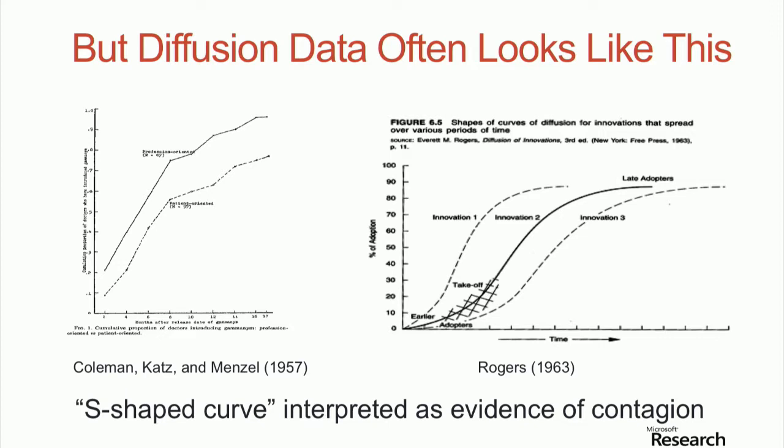So if you have some underlying contagion process and you're just counting the number of people who are infected or who have adopted something over a period of time, it starts off slowly, and then as you encounter this exponential growth phase, you see these curves kick up. And then eventually, you run out of susceptible people, and the curve asymptotes. And that's what drives this S-shape in the curve. And the claim is that whenever you see S-shaped curves, you can infer that you have some underlying contagion process.